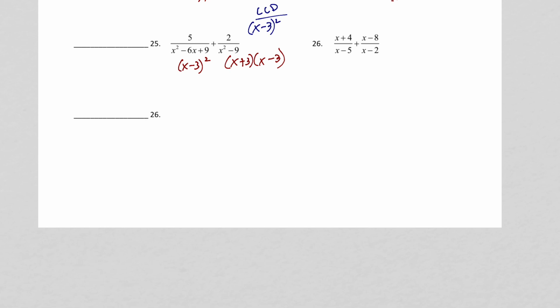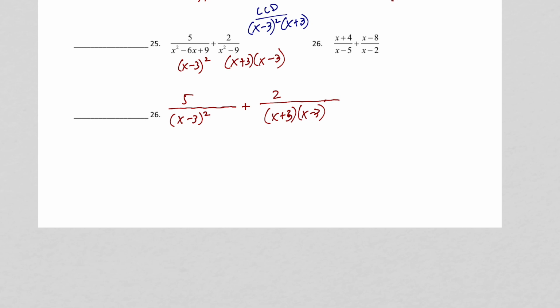And then when I look at the x plus 3, I have 1 here and 0 here. 1 is more, so that's part of my LCD. So this is the LCD. Now I'm going to start with the 5, and on the bottom right now, I have x minus 3 squared. Then I have plus 2, and on the bottom here, I have x plus 3 times x minus 3.